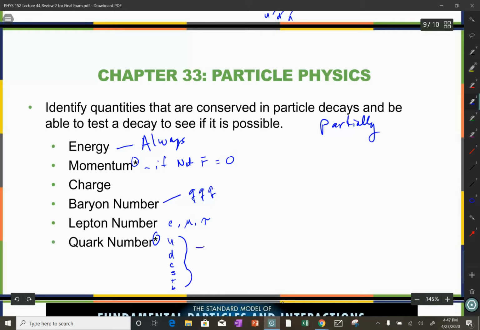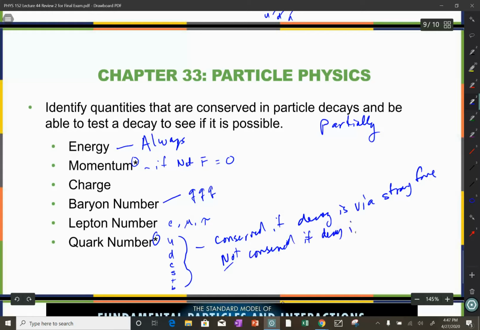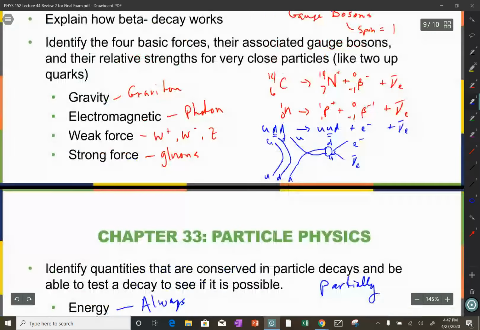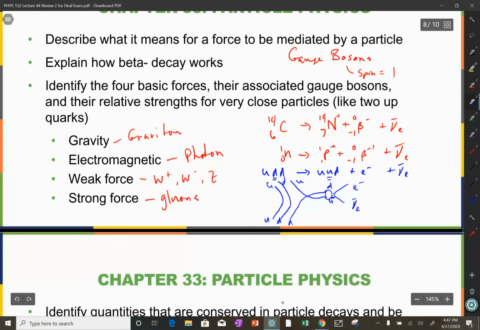What these mean is they're conserved if decay is via strong force, but not conserved if decay is via the weak force. So we can look at my example here. We did not conserve up and down. The total number of quarks was conserved, but the up and downness wasn't conserved. And so this had to have been a weak decay.